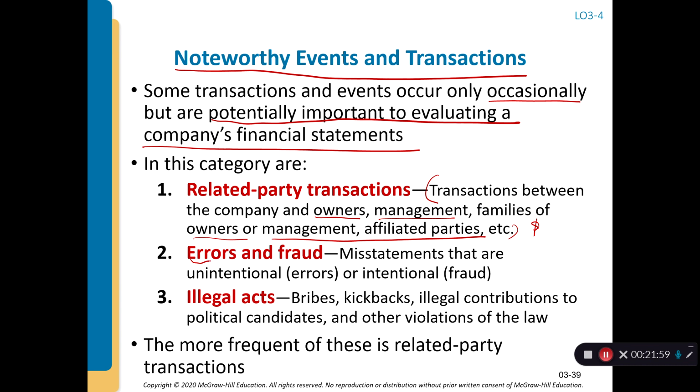And also, if your company has fraud going on inside the company, or incurs accounting errors, we call both of them misstatements, right? When the mistake is unintentional, we call it error. But if it's an intentional mistake, we call it fraud, right? So when your company incurs fraud or errors, you need to report that as well. And third, odd or non-frequent but noteworthy things are illegal acts such as bribes, kickbacks, illegal contributions to political candidates, and other violations of the law. The more frequent of these normally is actually related party transactions.